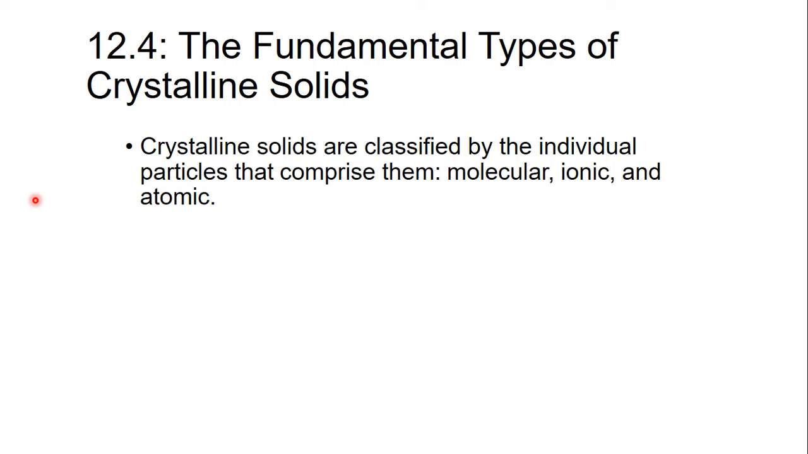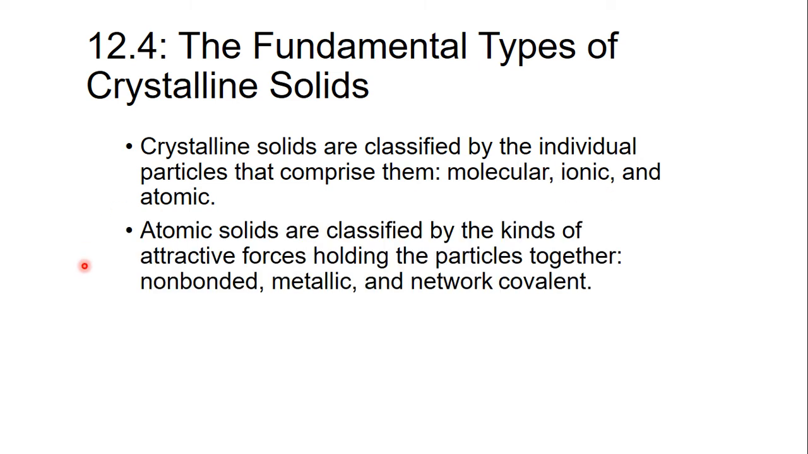So in this video, we're going to talk about the types of solids that you may encounter in chemistry. And we typically call these crystalline solids. And we describe crystalline solids based on what they are made out of. So they can be made out of molecules, ions, or just atoms. And if they're made of just atoms and they're called atomic solids, then we further classify them based on if their interactions are non-bonding interactions, metallic interactions, or covalent interactions.